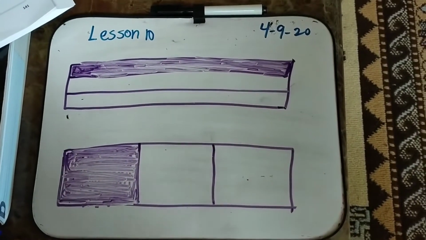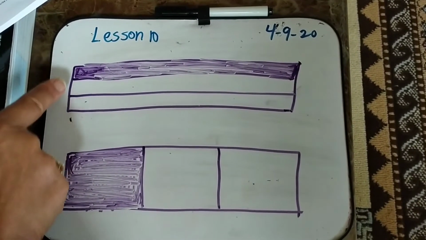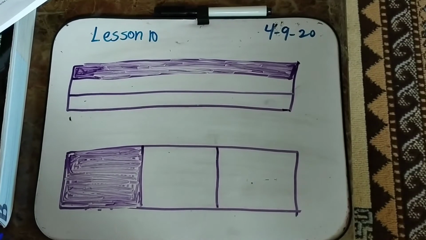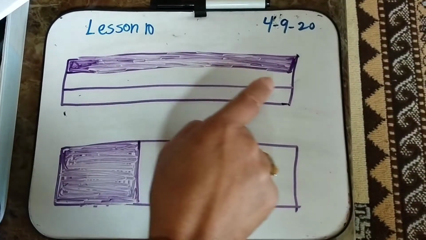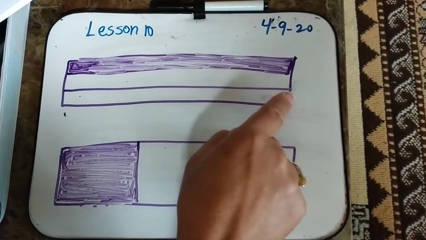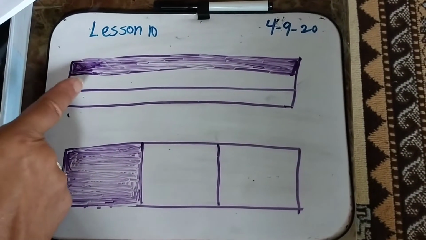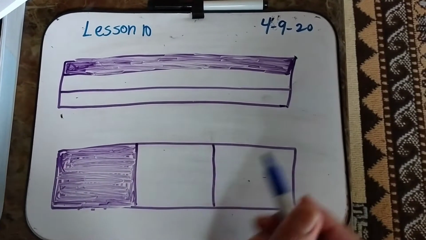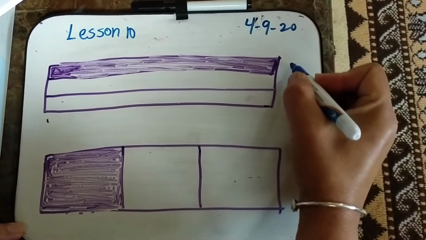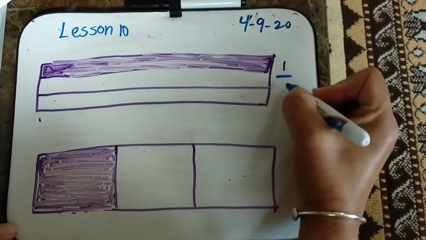Okay, let's count the parts on this rectangle. Are you ready? One part, two parts, three parts. And the one that's shaded is only one part. So I'm going to write down here the part that is shaded is 1/3.